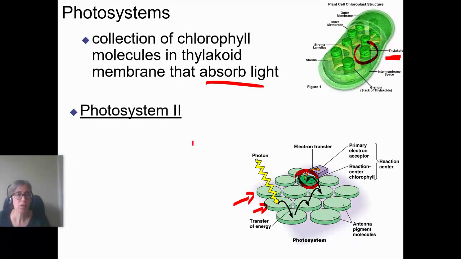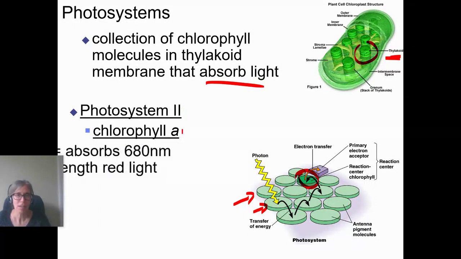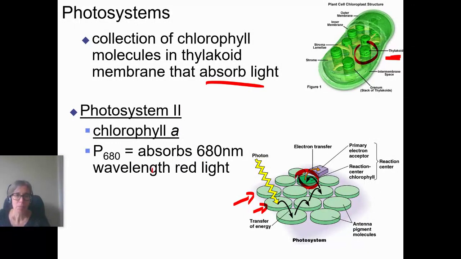So there's photosystem 1 and photosystem 2. Ridiculously, photosystem 2 comes first. I thought you might love that. So photosystem 2 has chlorophyll A. You really don't need to memorize that. Chlorophyll A, the P680 is here, and it absorbs 680 nanometers wavelength of red light best. Photosystem 1 comes second. It's so funny, isn't it?